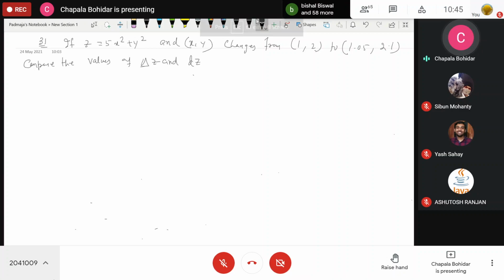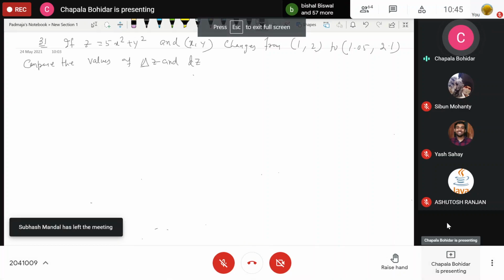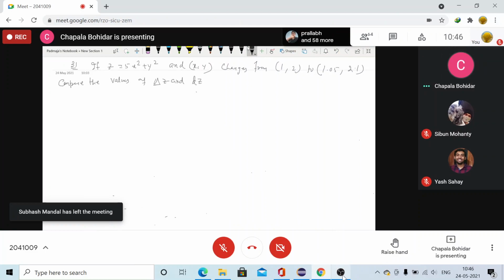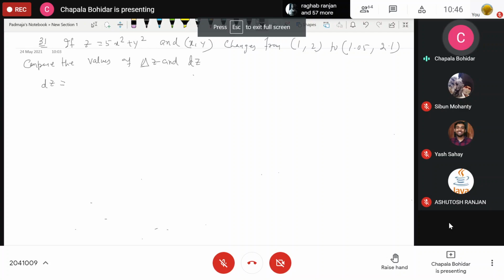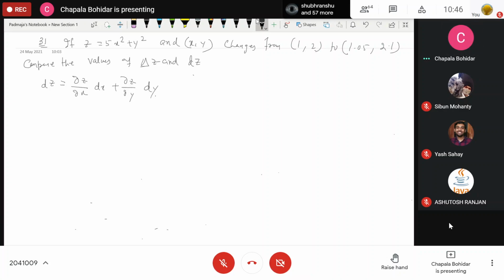Do it yourself. Tell me the result, what you are getting for dz and what you are getting for delta z. I already solved one problem in the exam. I am only writing the formula. dz is equal to del z by del x dx plus del z by del y dy, and delta z is equal to f of x plus delta x, y plus delta y minus f of x, y.